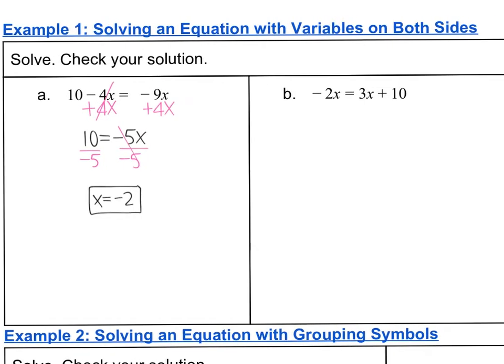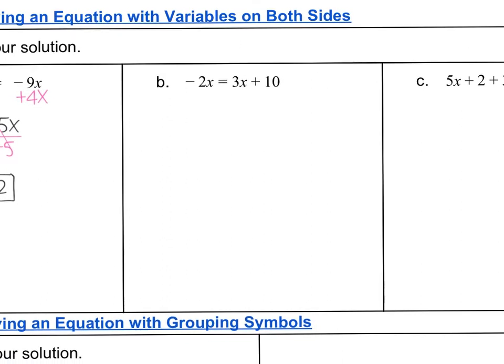So let's try the next one. Again, I have variables on both sides. When deciding which one to move, I take a look at which one has something else attached to it. Because the 3x has a plus 10 attached, that's the one I'm going to move. And I'm going to move it by doing the opposite, which is subtracting 3x. So I'll subtract 3x on both sides. I'll end up with negative 5x equals 10. That should look familiar. It looks just like the last one. We'll go ahead and divide by negative 5 on both sides and get x equals negative 2. Again, don't forget to check these.